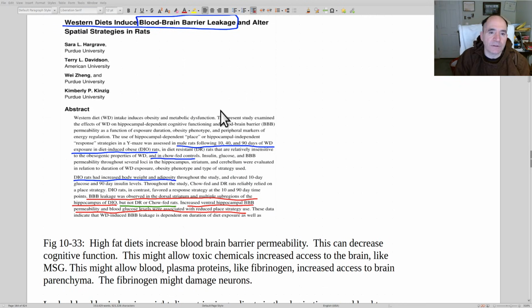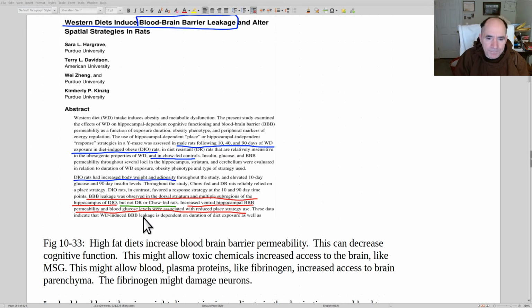Here's another paper along the same lines. Western diets induce blood-brain barrier leakage. So they're going to increase blood-brain barrier permeability. That's bad, because your neurons are protected by the blood-brain barrier, so they have a precise ionic components in their extracellular matrix. Anything that disrupts the blood-brain barrier, the blood itself is much more variable in its chemical components, and that will start getting into the extracellular matrix of the neurons, and that can cause dysfunction, which will manifest as brain fog, impaired memory, and impaired ability to concentrate.